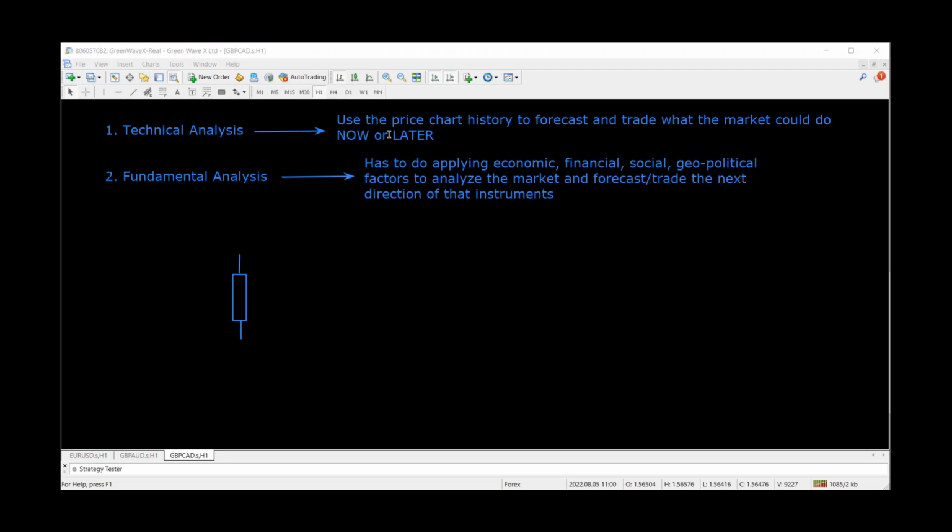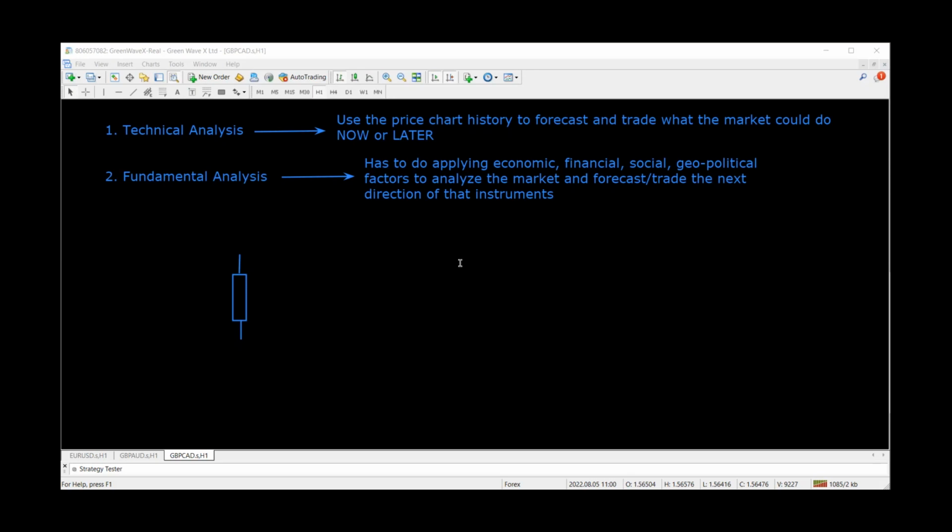So they believe that all these things have already been absorbed by the price, already represented by the price. So they don't really need to bother about any of this. They just focus on the charts and try to see what kind of pattern the price is exhibiting, so that they can take advantage of such a pattern, such a situation. So these are the two major ways of looking at the market.